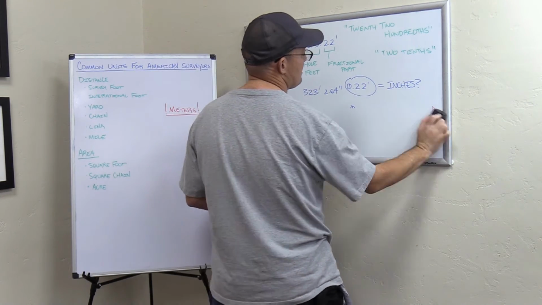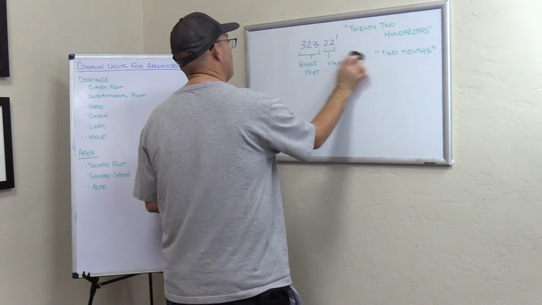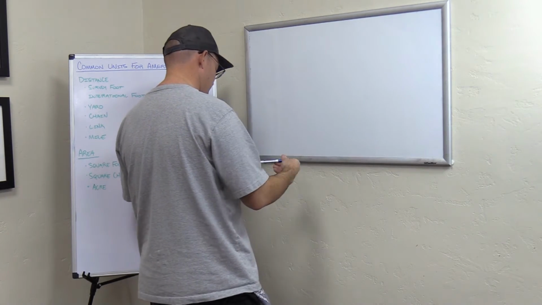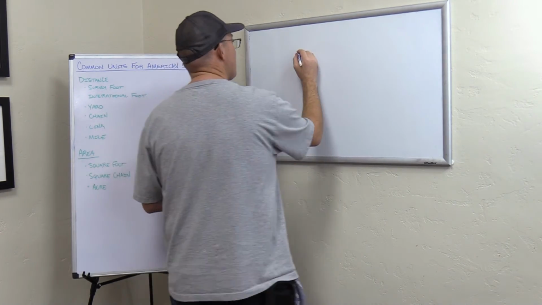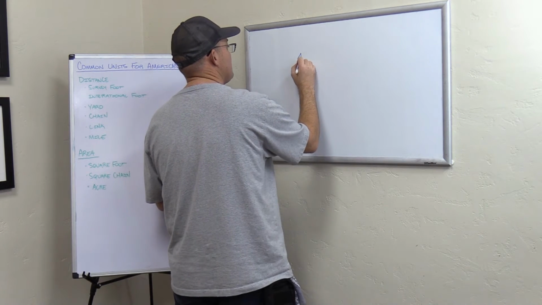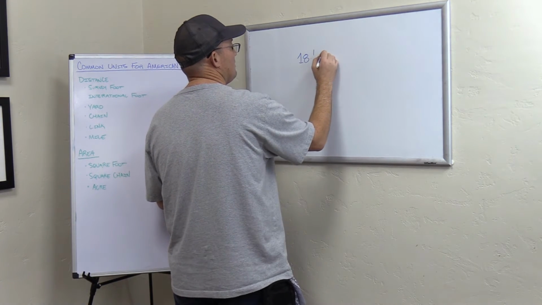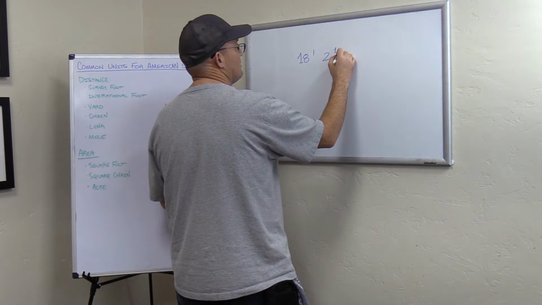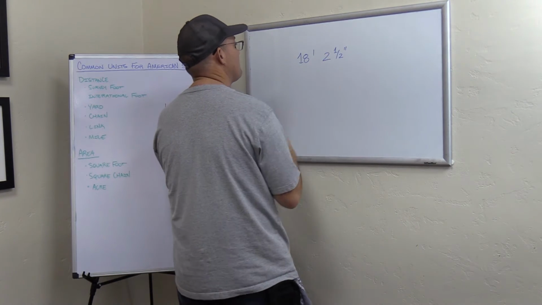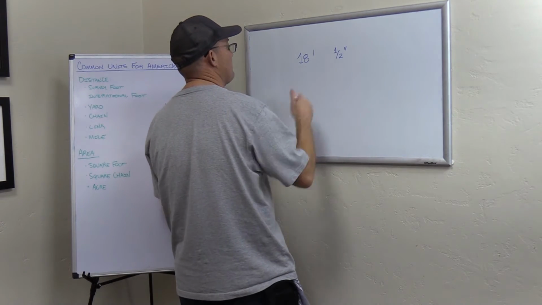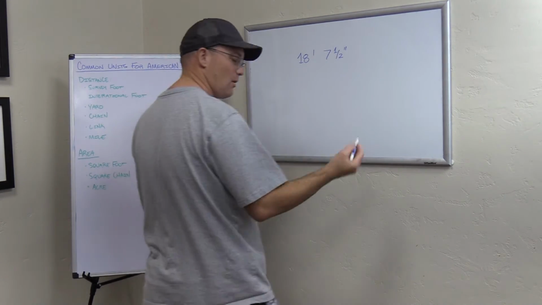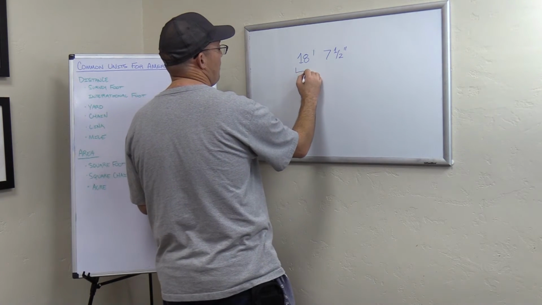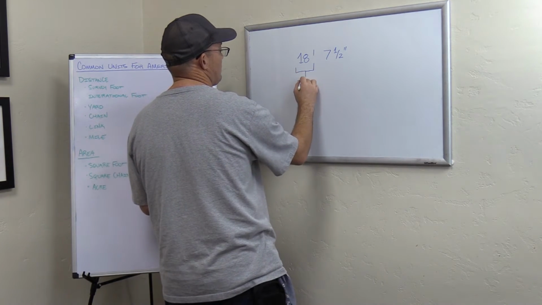Now let's go back the other way. Let's say you've got a value of 18 feet, 7.5 inches. We want to know what that is in decimal feet. Now remember, this part over here is the number of whole feet.